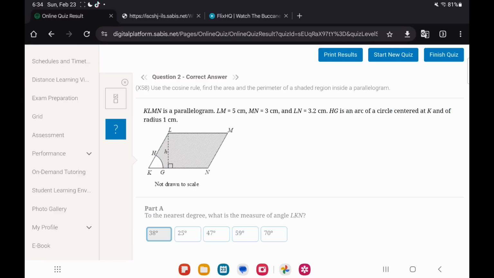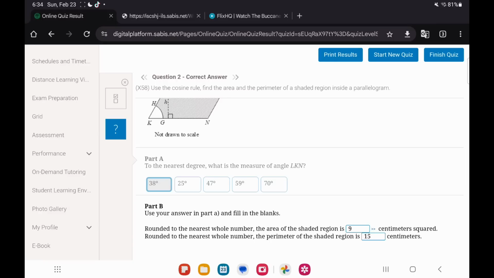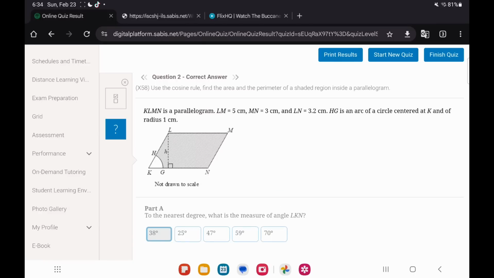Okay. Second part, they want the area of the shaded region. Okay, so they want the area of this part. So first we have to find the area of the parallelogram minus the area of the sector. Okay, so first let's find the area of a parallelogram. The area of a parallelogram is base times height. Okay, we don't know the height, so let's find the height. For the height we can use the sine rule.